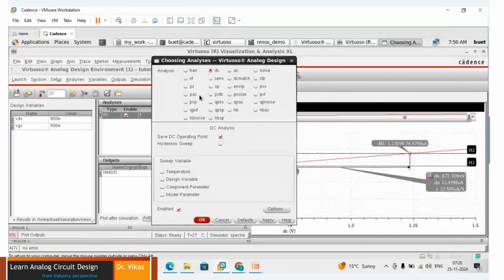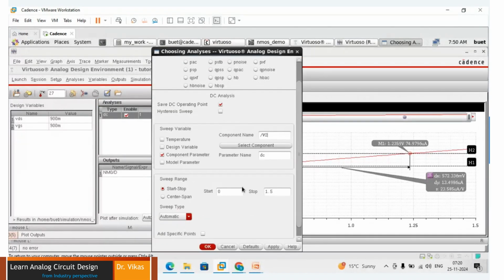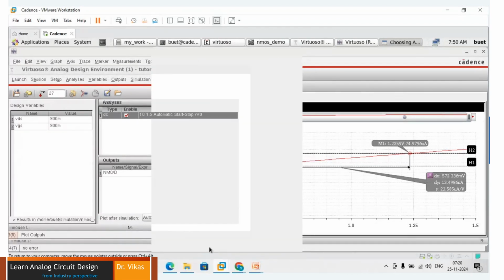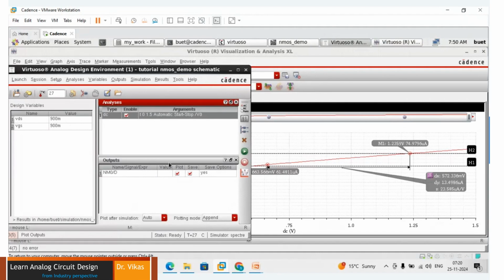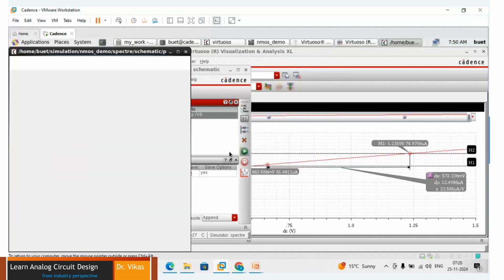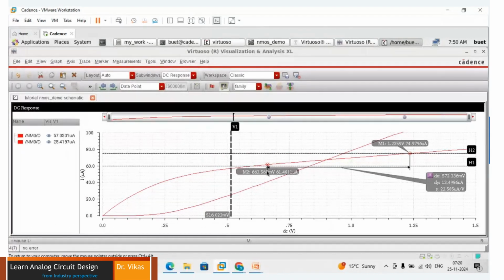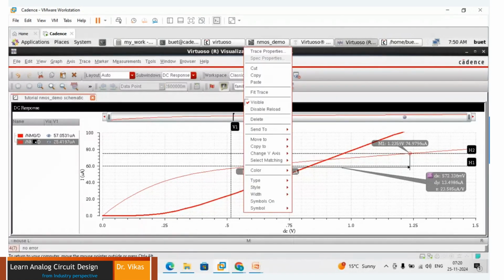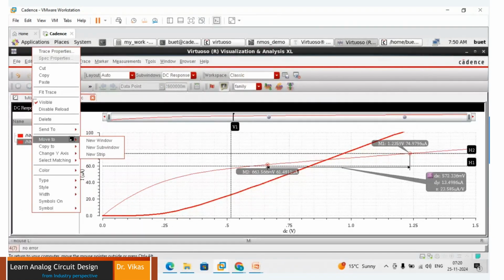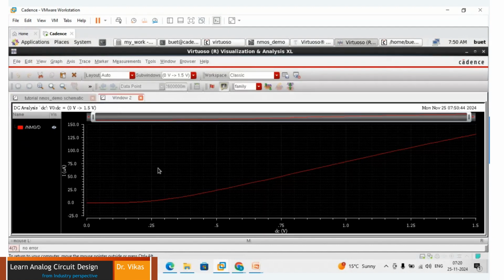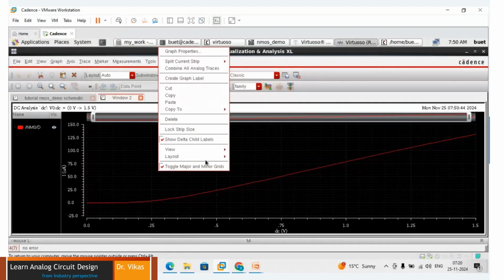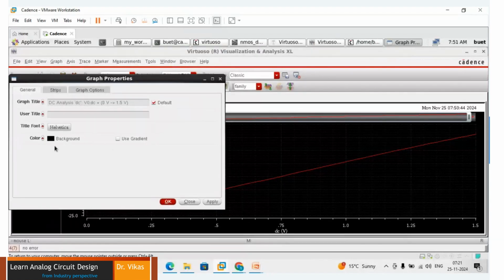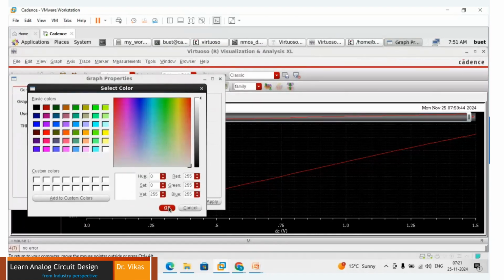So before that, let me just plot VGS versus ID. That also let me just plot it. Let me have both the graphs ready with me. Okay, it plotted here only. So let me just send this graph to a new window. Yeah. So that's my VGS versus ID.